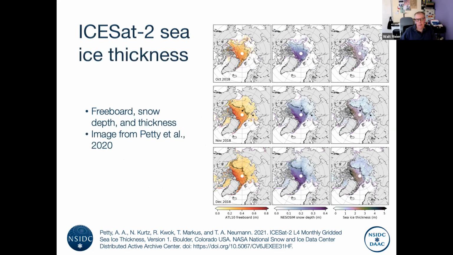And then this is just another example, from Alek's paper and others from 2018, showing the freeboard on the left and then the snow depth, and then combining those together to get the sea ice thickness. So just showing another example there.